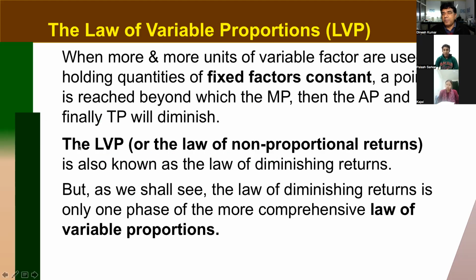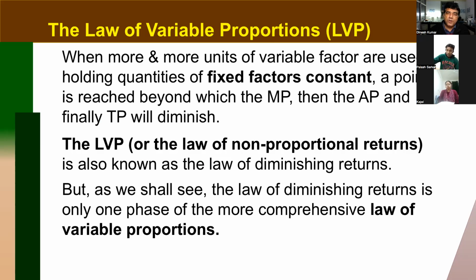Now, the law of variable proportion, as I have already told you, is one more law. It is called the law of variable proportion. Variable proportion is with respect to fixed factor and variable factor. It is the proportion of the fixed factors and variable factor. In any production, you can divide your factors into two: fixed factor and variable factor.